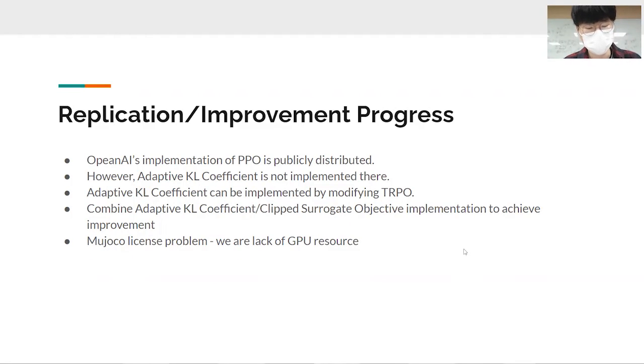One problem we have is that the MuJoCo personal license key is hardware locked, so we can't use cloud servers such as Google Colab, and we can't use GPU resources.